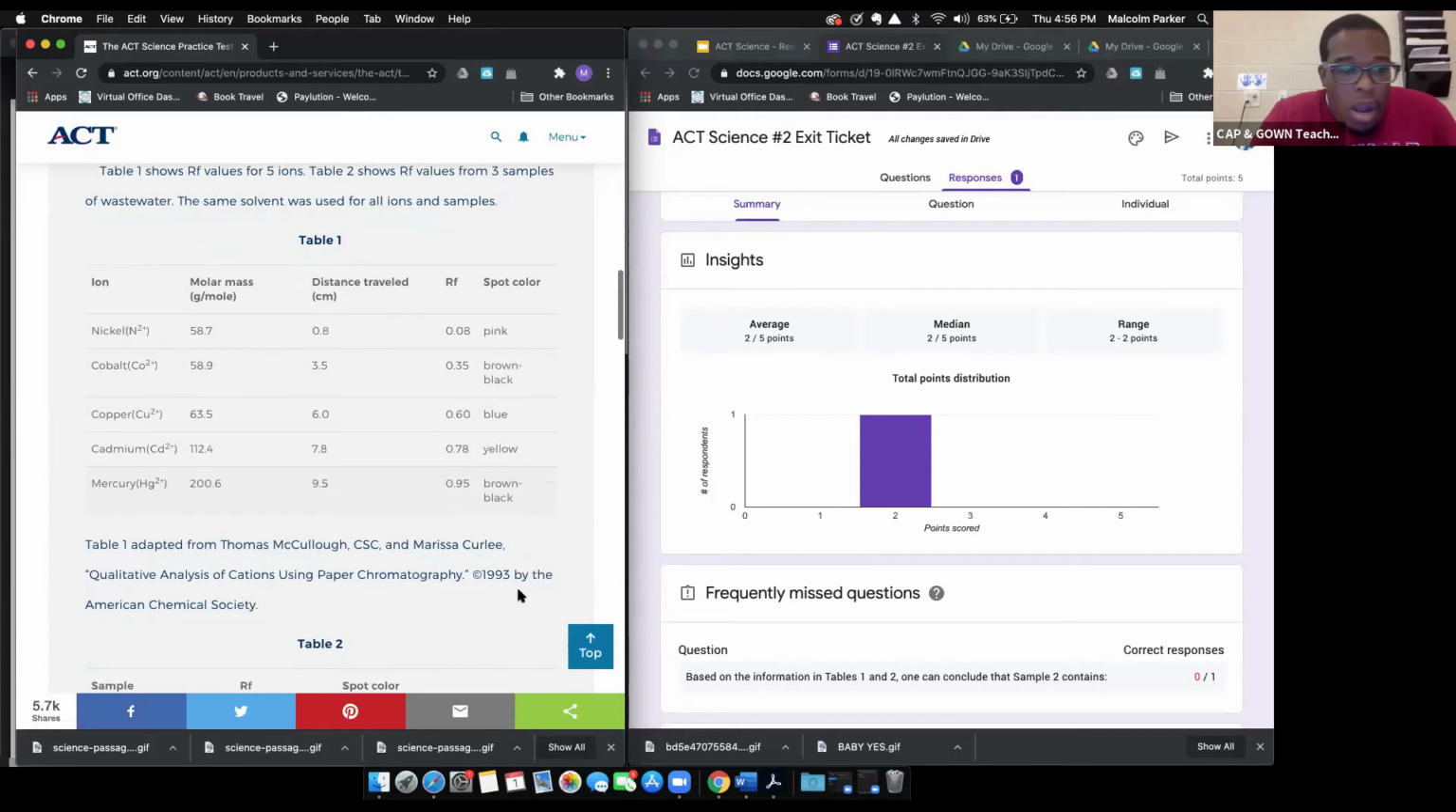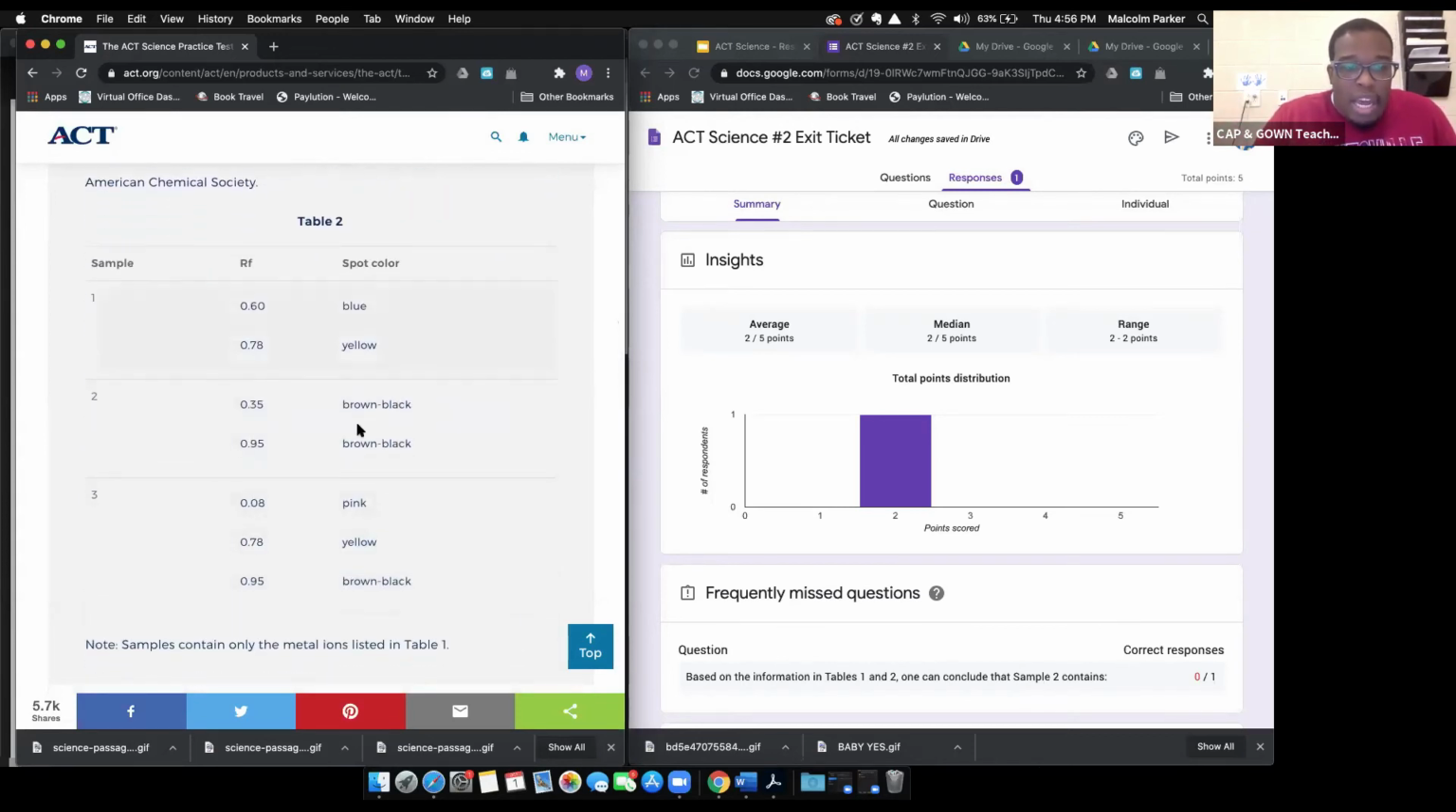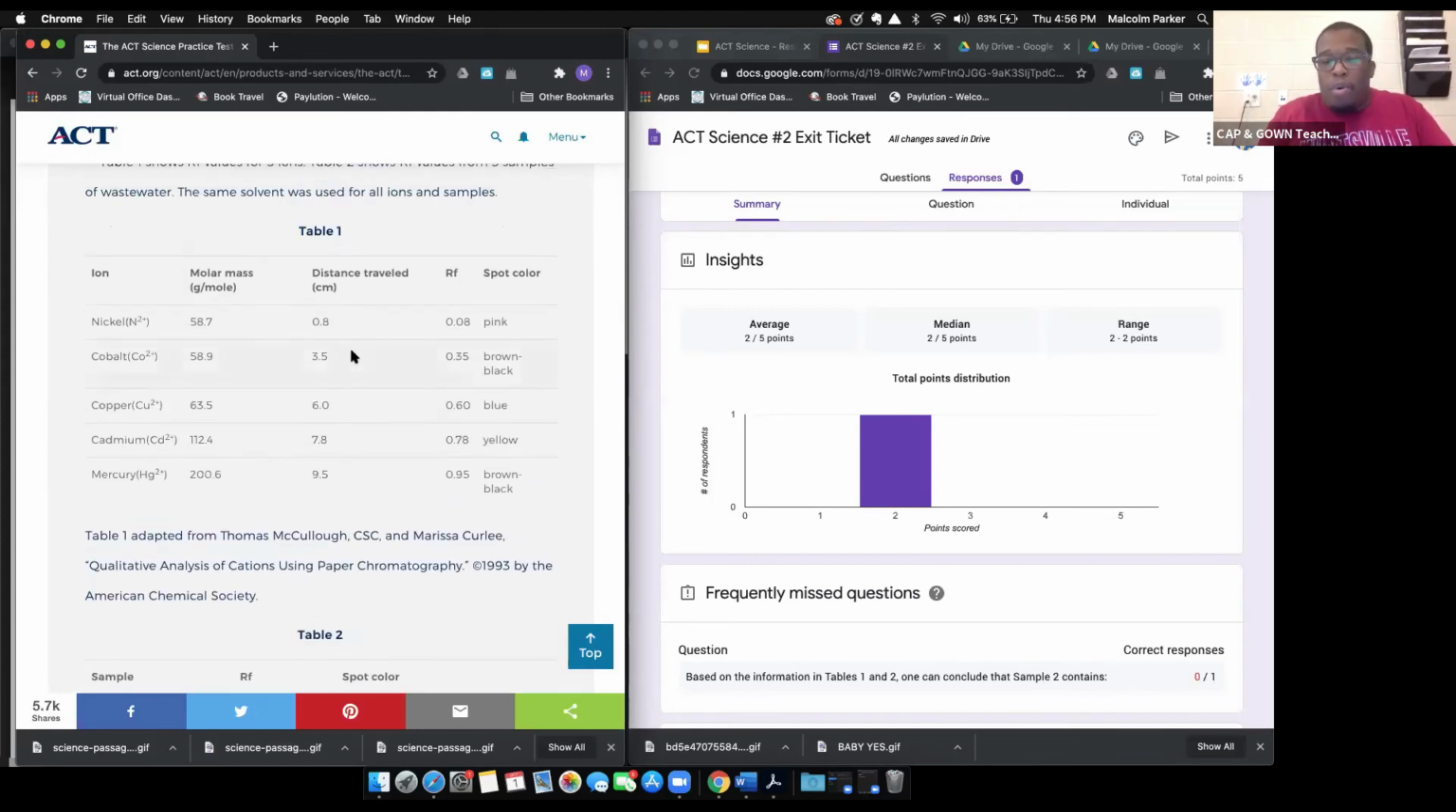All right. So table 1 was adapted from Thomas McCullough, CSC, and Maris Curley, and so forth. That's all data information. Then we see table 2 here. It says, note, samples contain only the metal ions listed in table 1. So definitely that's helping us to understand there's not some random piece of data we've got to pull out of the sky. We just need to match up table 2 to table 1.